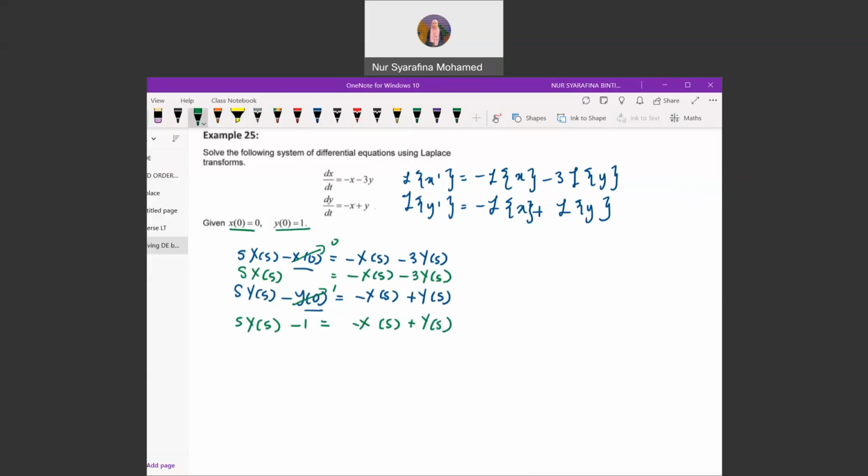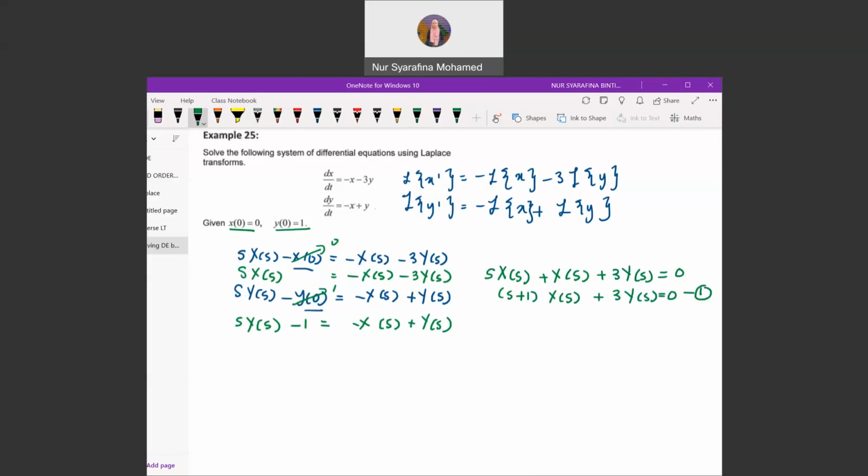So we want to rearrange by putting Xs and Ys to the left hand side, and the rest in the right hand side. Okay, so here we have s Xs plus Xs plus 3Ys equals 0. This is x, this is x, so (s plus 1) Xs plus 3Ys equals 0. So this is your first equation.